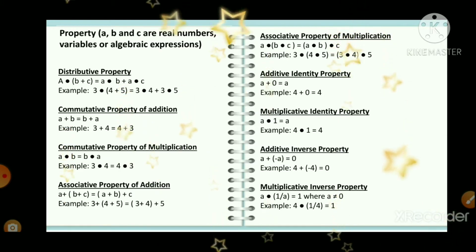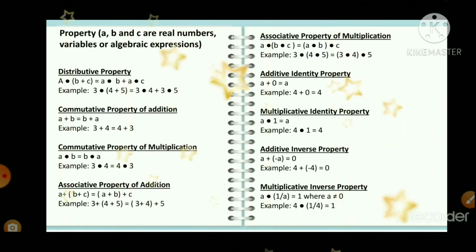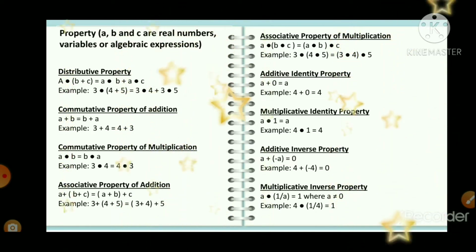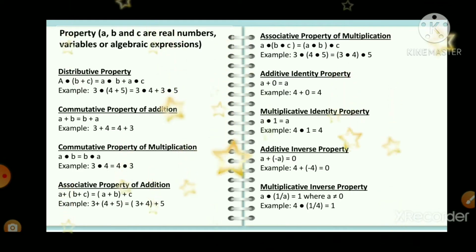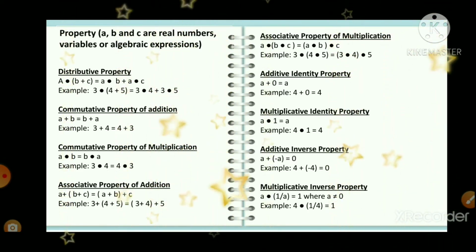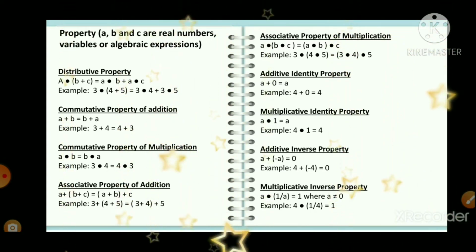Commutative property of addition. A plus B is equal to B plus A. Example, 3 plus 4 is equal to 4 plus 3. In the commutative property of addition, commute means to get up and move to a new location, switch places.